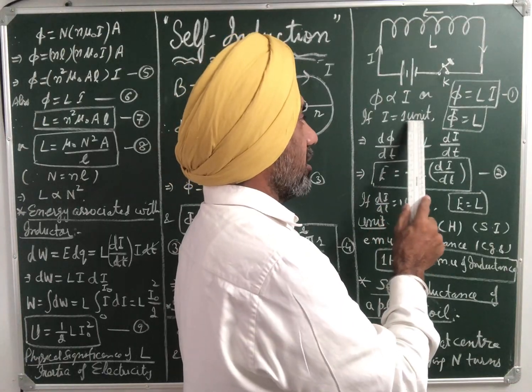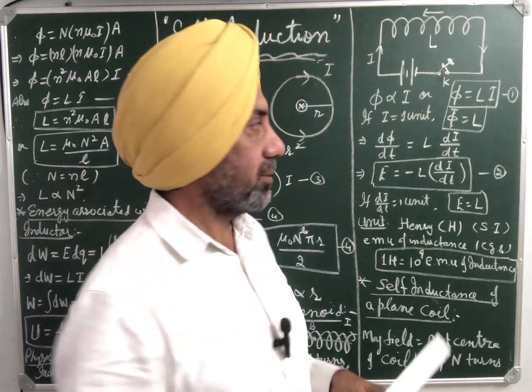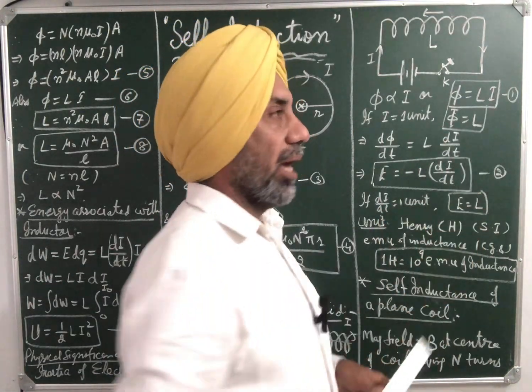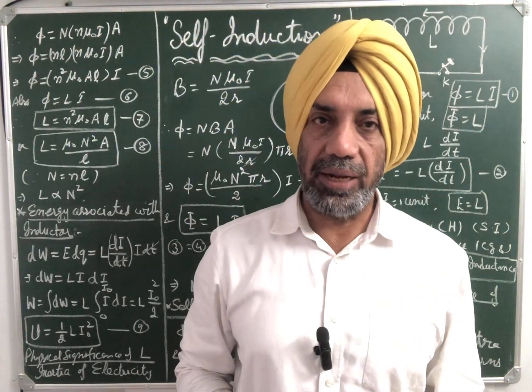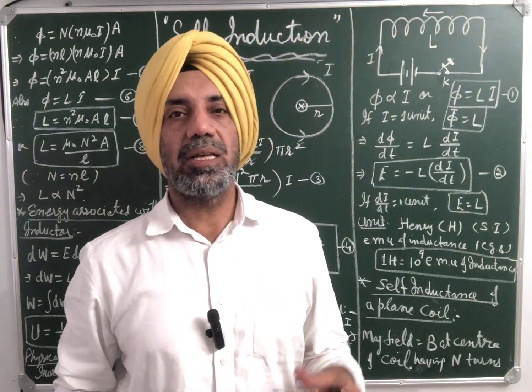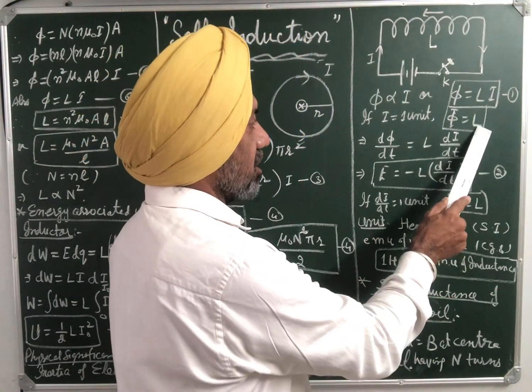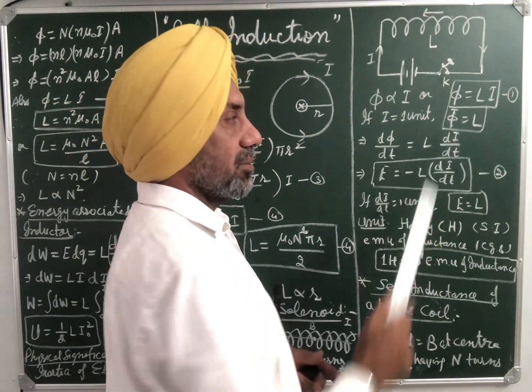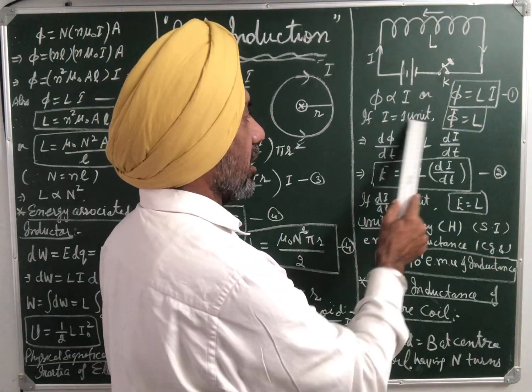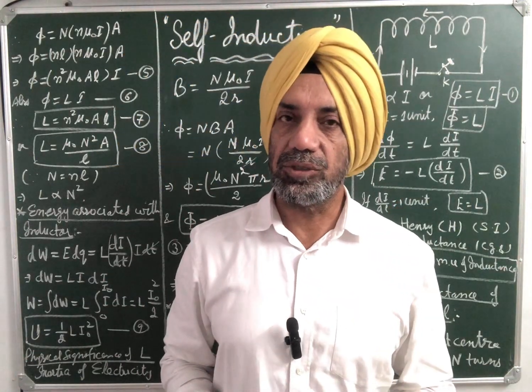And if I is equal to 1 unit, then phi is equal to L. So from this equation we can define coefficient of self-inductance. So coefficient of self-inductance is numerically equal to magnetic flux when unit current is growing in the circuit through the coil.